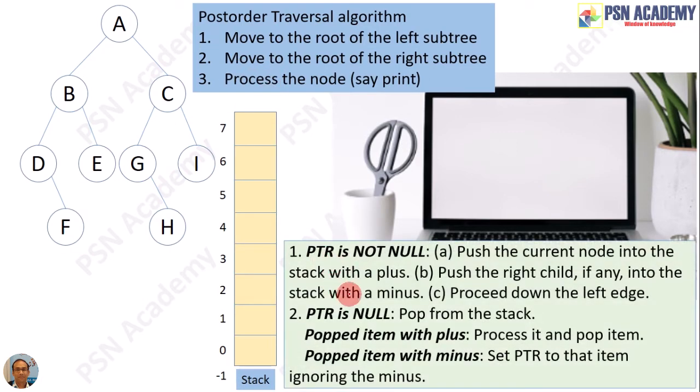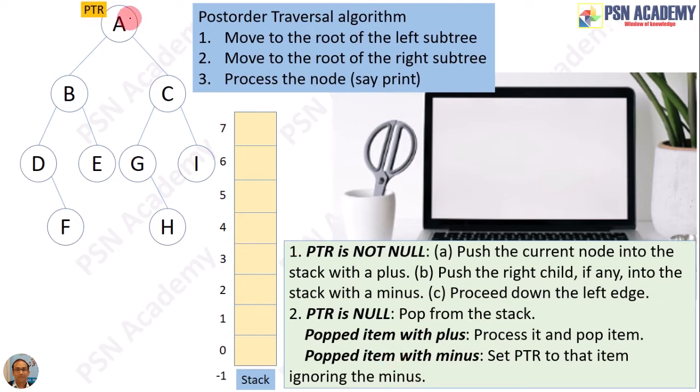Here is the rule set we will follow. PTR may be null, may not be null. If PTR is not null, then you do these 3 jobs. And if PTR is null, then you do this job: popping from the stack, and then you check whether the popped item is with a plus sign or with a minus sign. If the popped item is with a plus sign, do this job, otherwise do this job. So let us see how it works.